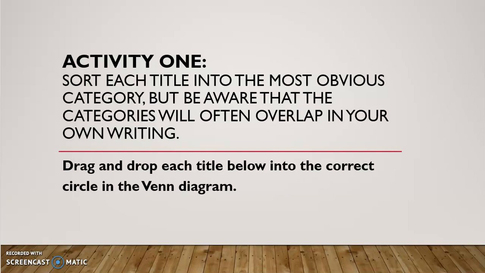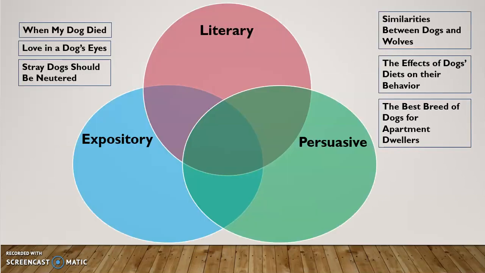In the next activity, we are going to be sorting each title of a text into the category and genre that it belongs to in the Venn diagram. Take note if there are any titles that overlap and find themselves in one genre of text as well as another.